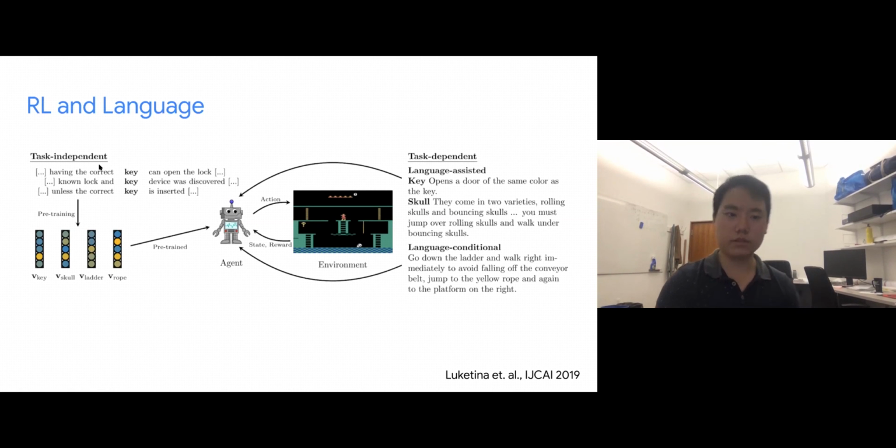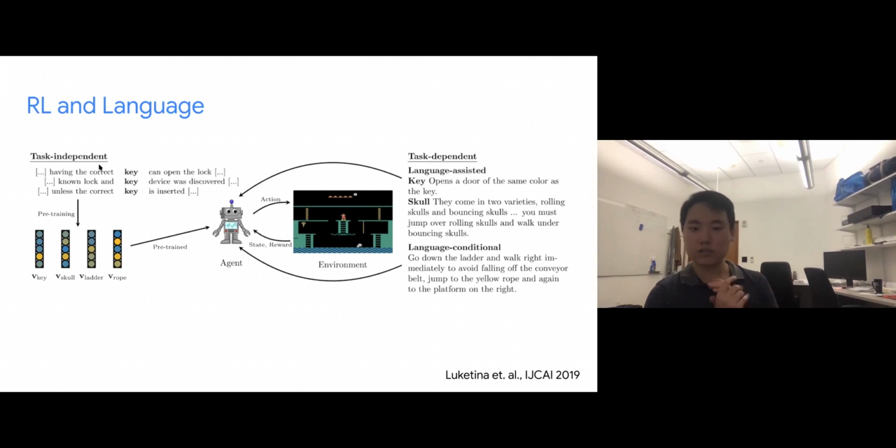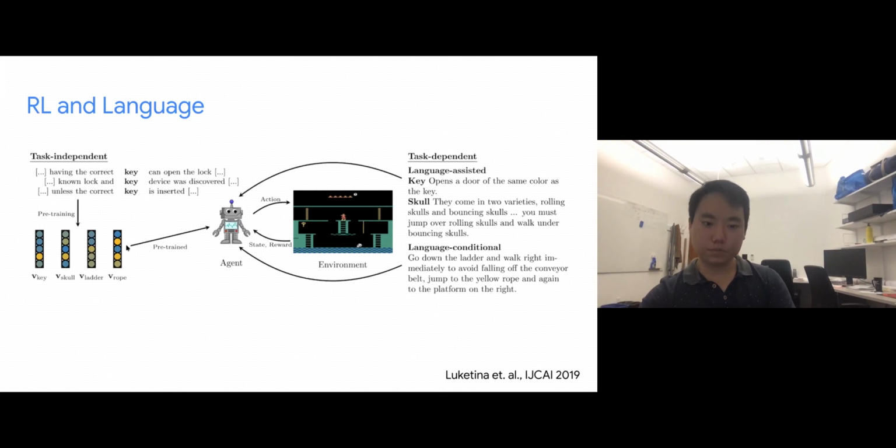In task-independent methods, the task actually doesn't require language. It's just that we are giving these agents some initial information that is pre-trained with language and vision. So for example, giving it word embeddings that tell it what these keys and skulls and ladders and ropes are. And the other set are task-dependent methods.